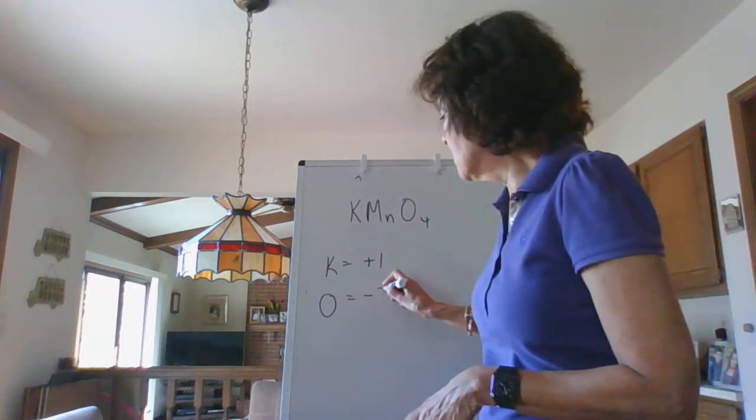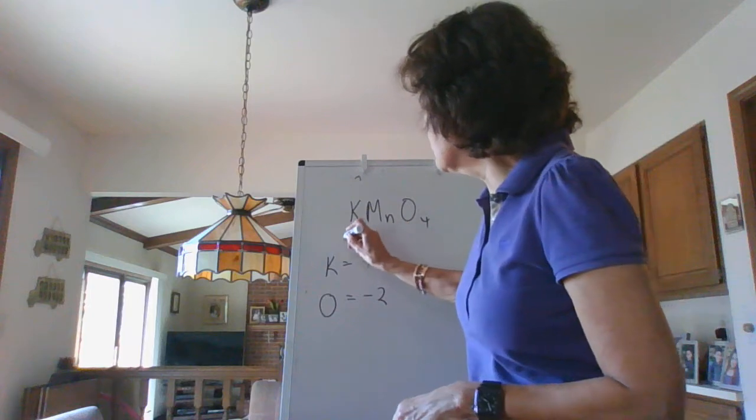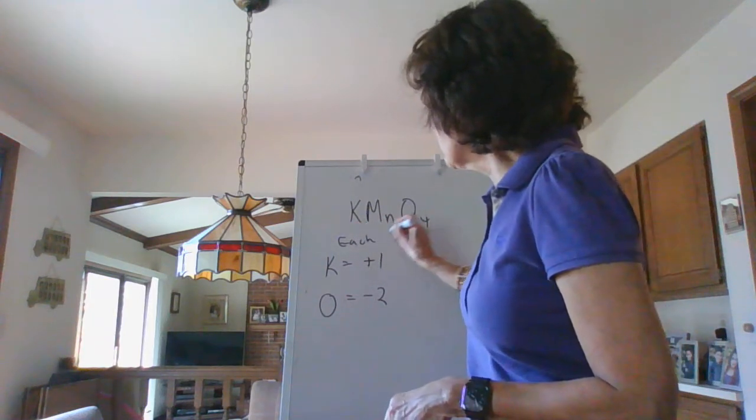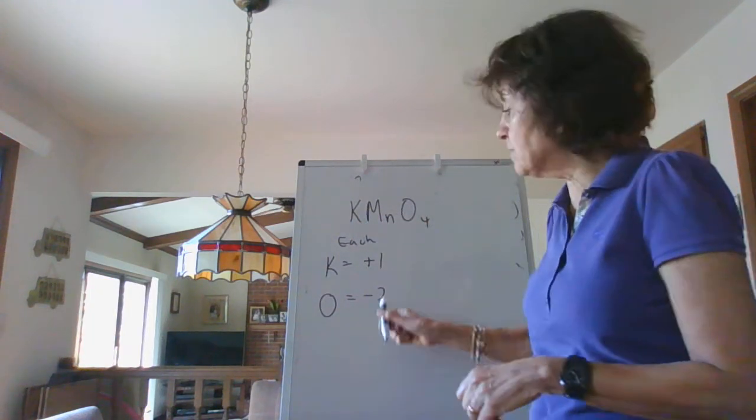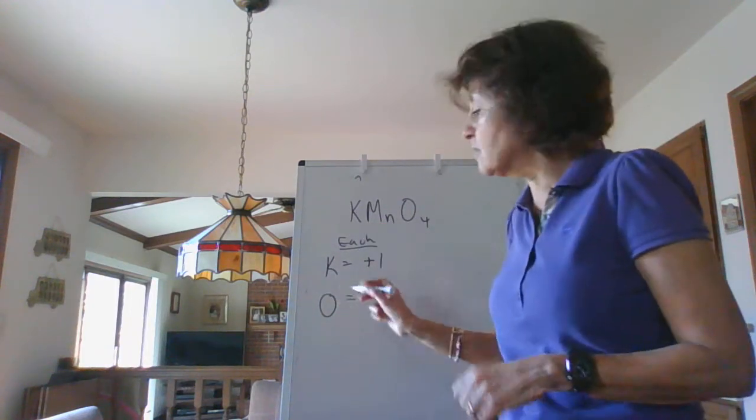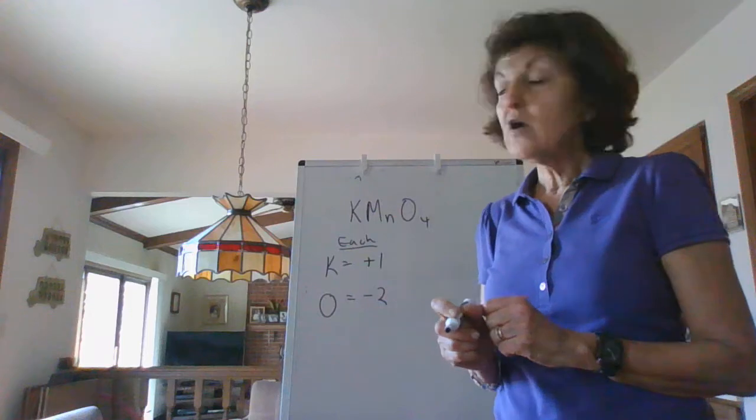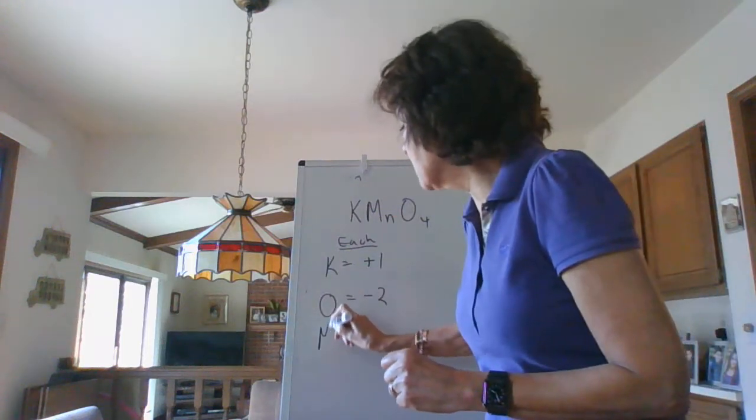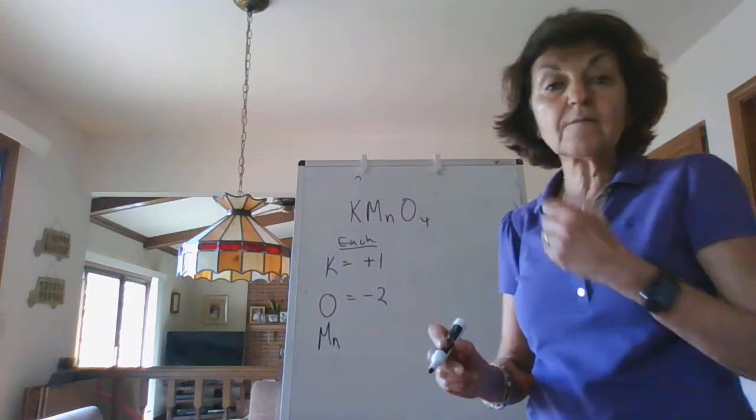So I know that, and we're always focused on each. Yes, I know that all 4 of them together is -8, but each potassium is +1, each oxygen is -2. Okay, so now the tricky one is the manganese. We have to figure out the manganese.